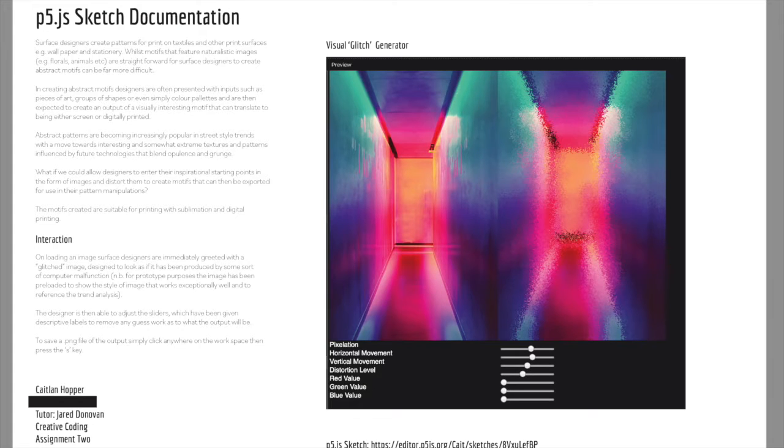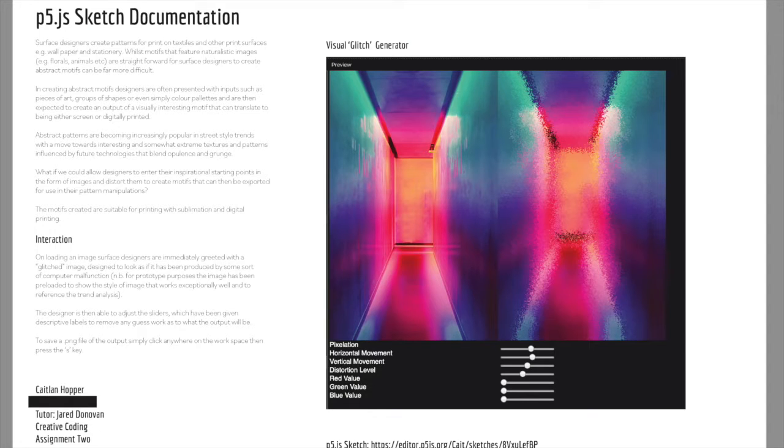For assignment 2 in creative coding, I chose brief 2, which was that you're approached by a digital agency to create a prototype of a creative tool for their visual designers to create visually interesting textures that can be used as part of their design process. As part of that, we got to choose which industry we were creating for. So with a background in fashion design and textile design, I was really interested in creating something for surface designers.